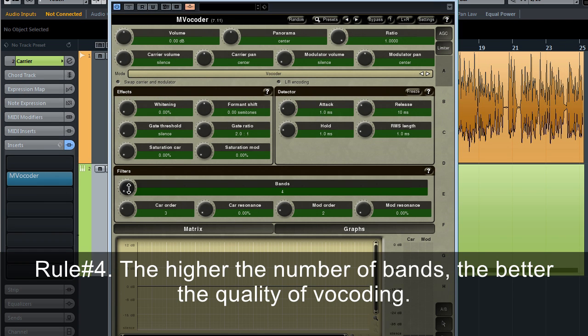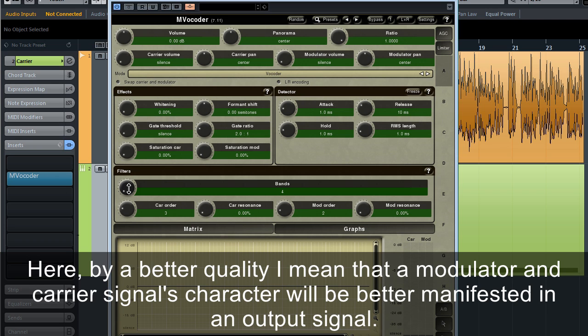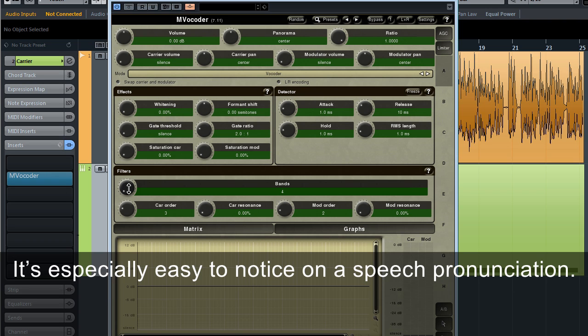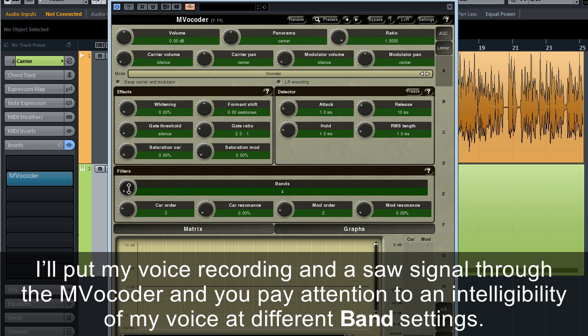Rule number 4. The higher the number of bands, the better the quality of vocoding. Here, by a better quality, I mean that a modulator and carrier signal's character will be better manifested in an output signal. It's especially easy to notice on a speech pronunciation. I'll put my voice recording and a source signal through the MVocoder, and you pay attention to the intelligibility of my voice at different band settings.